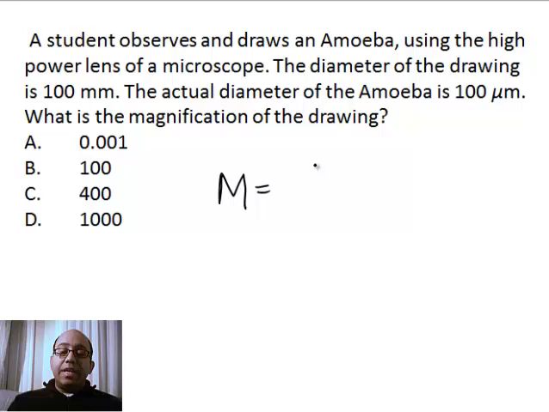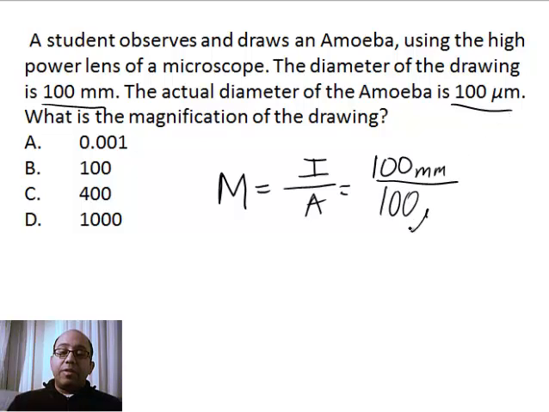So remember that magnification is the image size divided by the actual size. So as I see, the diameter of the drawing is 100 millimeters, so that would be the image size. The actual diameter is 100 micrometers, right here. Now notice, they're different units, so you can't possibly divide them if the units are different. So you need to convert one of them to the other one. So we could go through the calculation that we just went through. I'm just going to convert the top one to micrometers.